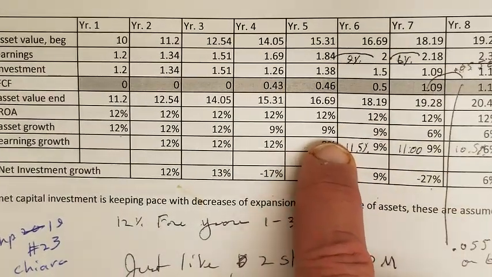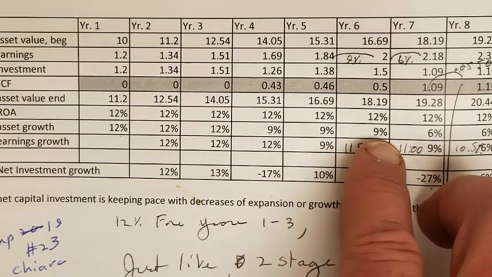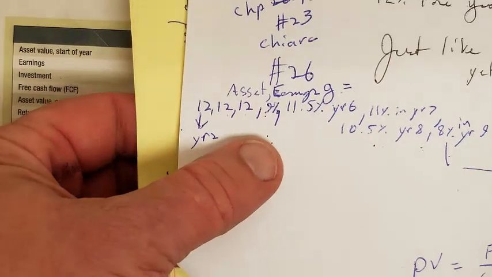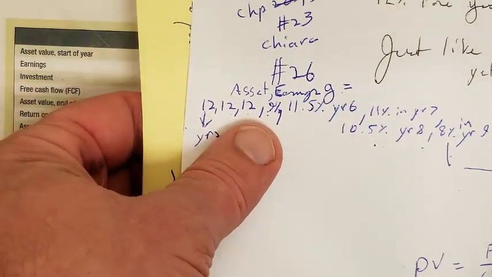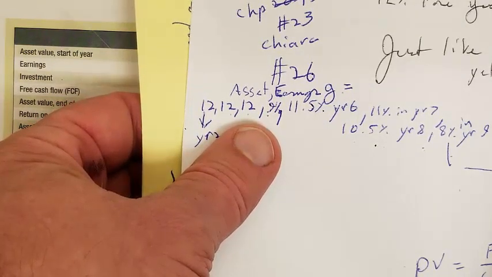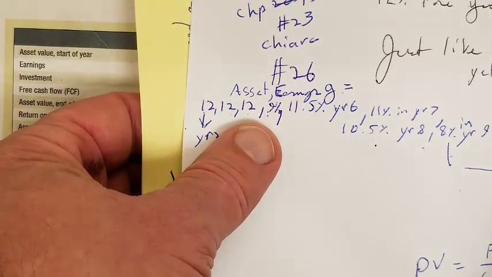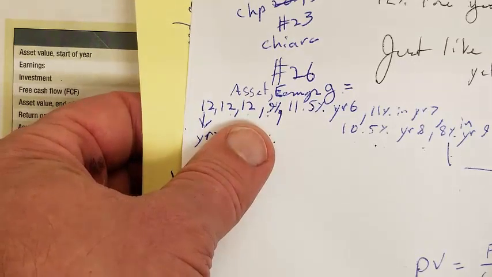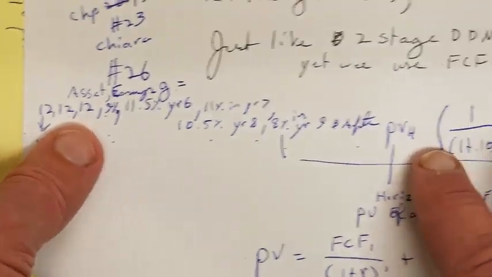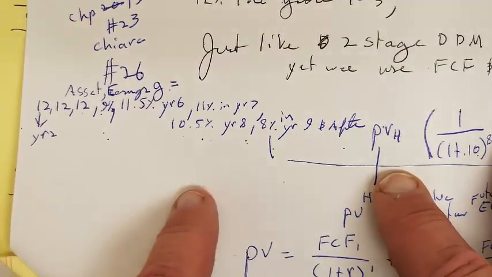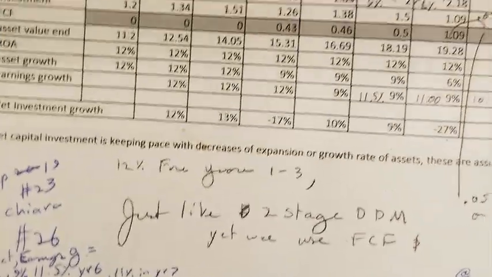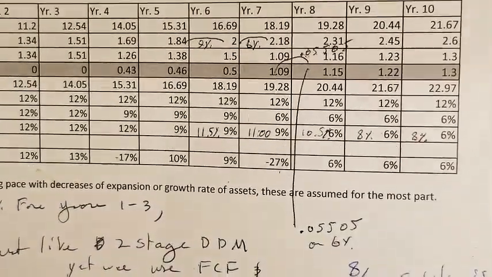right? And then it goes to number 6, which is actually going to be, and I'm looking at it, 11.5% asset and earnings growth rate. You can assume that's what it means in year 6, 11% in year 7, 10.5 in year 8, and finally 8% in year 9 and thereafter. So it's kind of like the 6% in the original problem, okay?